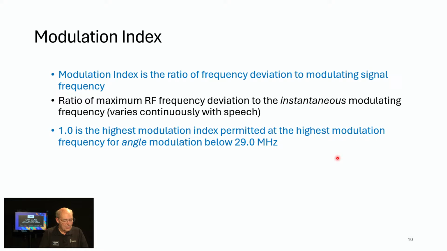And here's back to our magic of 29 megahertz. I said that was special. 1.0 is the highest modulation index permitted at the highest modulation frequency for angle modulation below 29 megahertz. Now, angle modulation is kind of an umbrella term. It takes in both frequency modulation and phase modulation. Okay, so remember the number 1.0 and the fact that that's the highest modulation index permitted below 29 megahertz.